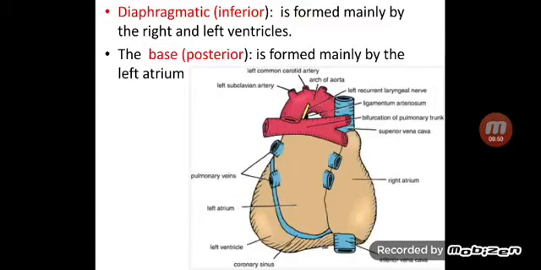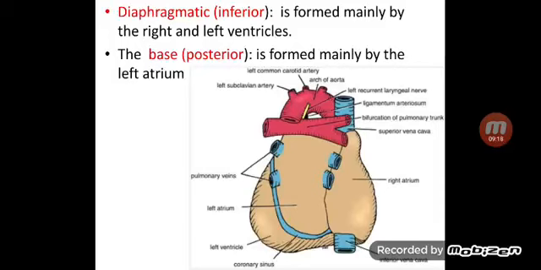The next surface is the diaphragmatic surface, or the inferior. From its name, diaphragmatic, it means inferior. It is formed mainly by the right and left ventricles. The right and left ventricles are separated from each other by the posterior interventricular groove. This is the inferior or diaphragmatic surface.